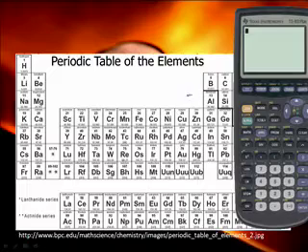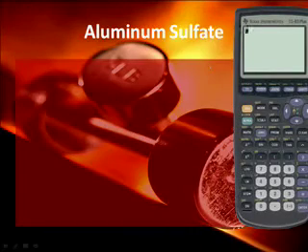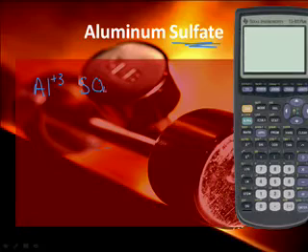Aluminum is right here on the periodic table. What charge would this be? Plus 3. So we've got aluminum with a plus 3 charge. And then sulfate is another polyatomic ion. That's not on our periodic table, that's on your polyatomic ion list. Sulfate, SO4, has a -2 charge. Don't confuse it with sulfite.